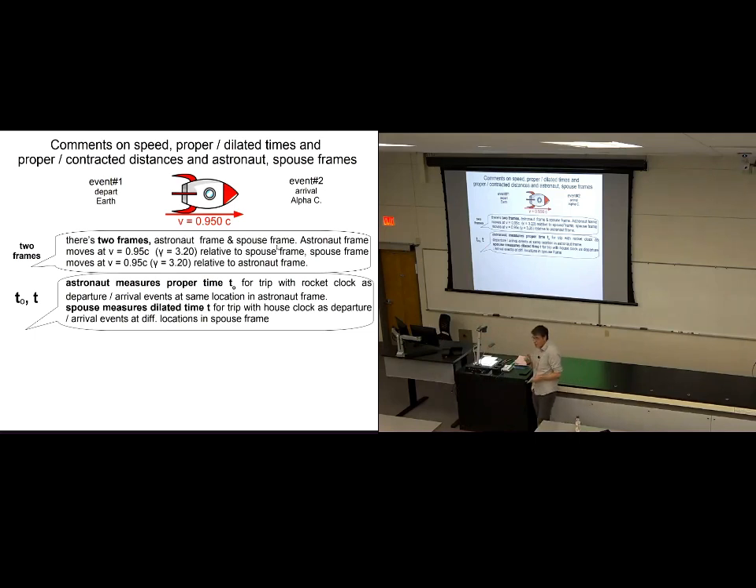There are proper times in this problem, and there are dilated times in this problem. This is a key to solving the problem. The astronaut measures the proper time. The spouse, that's me, I measure a dilated time for the trip.